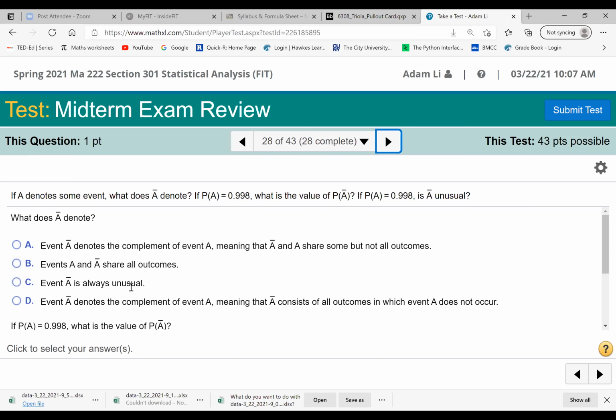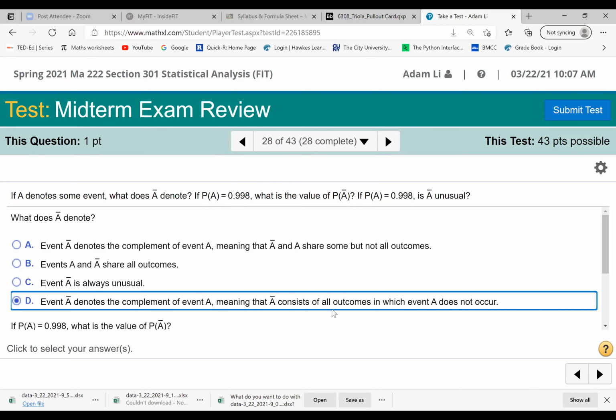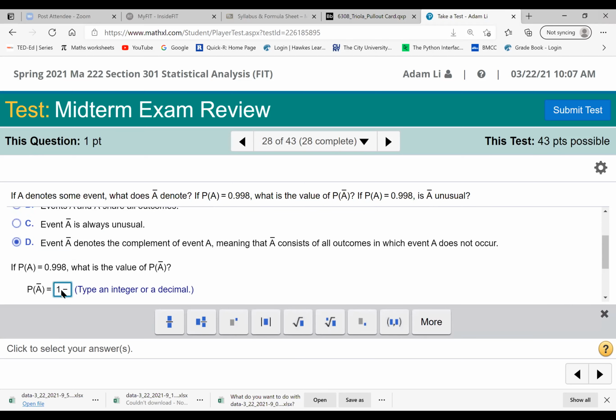What does A bar denote? The complement of event A, meaning A bar and A don't share any outcomes. It consists of all outcomes in which event A does not occur. They do not intersect. It's either A or A bar, either or. So if the probability of A equals 0.998, then the complement event is 1 minus 0.998, which turns out to be 0.002. You can just leave it as a decimal answer. All right, any questions on this?